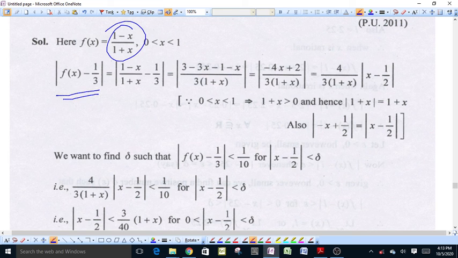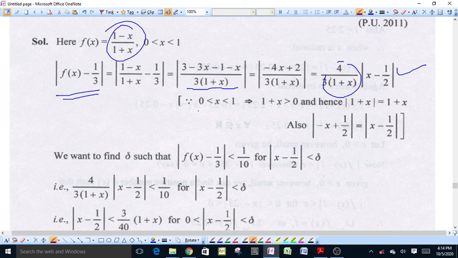By solving, that is taking the LCM, we have |(3 - 3x - 1 - x)/(3(1 + x))|, which comes out to be |(-4x + 2)/(3(1 + x))|. We can write it as taking 4/3 common, we are left with |x - 1/2|.